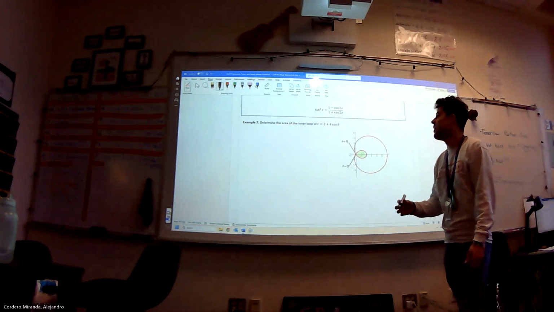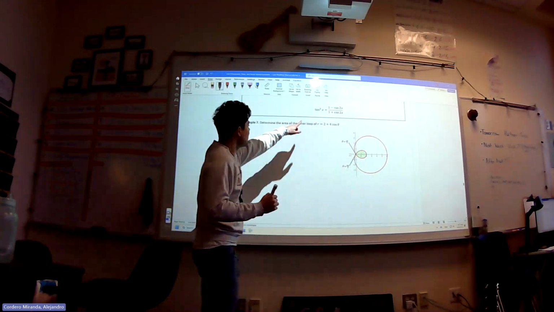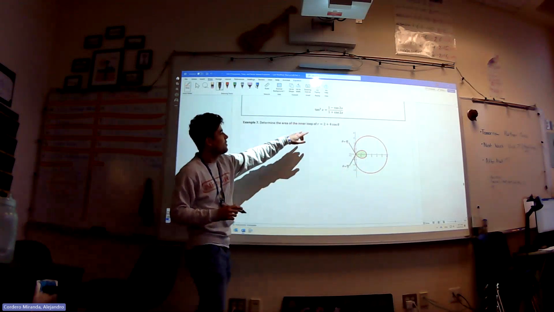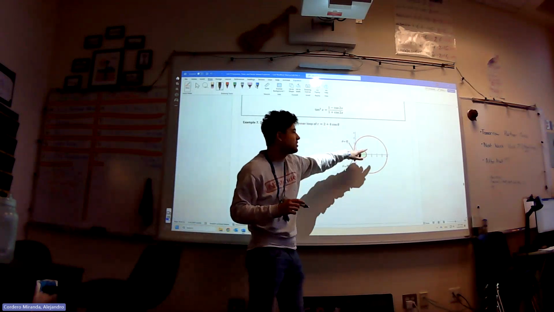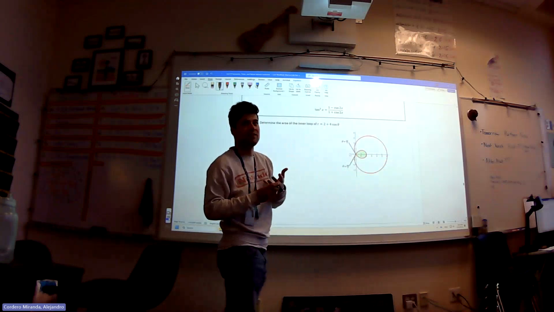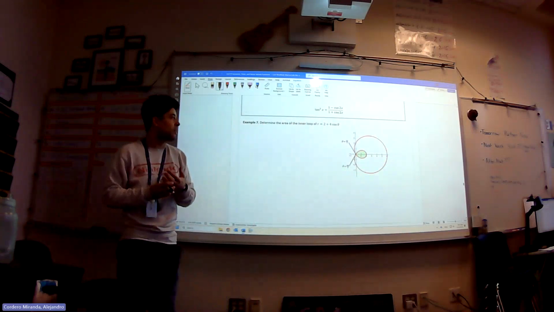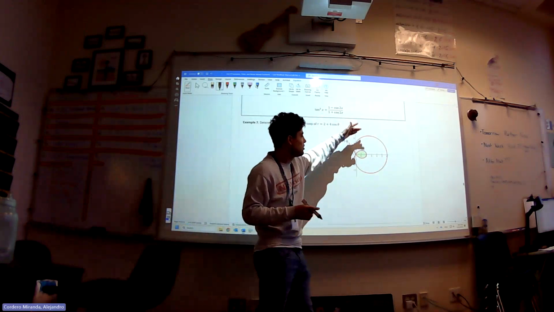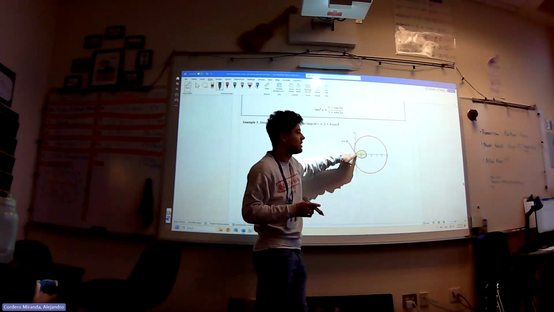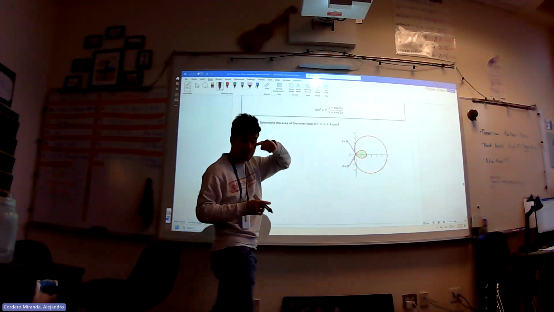All right, cool. So this example says find the area of the inner loop of this function, and like I told you guys, a lot of the times the graph is provided for you. So here's the little picture. Here's the graph, the area we're trying to get.